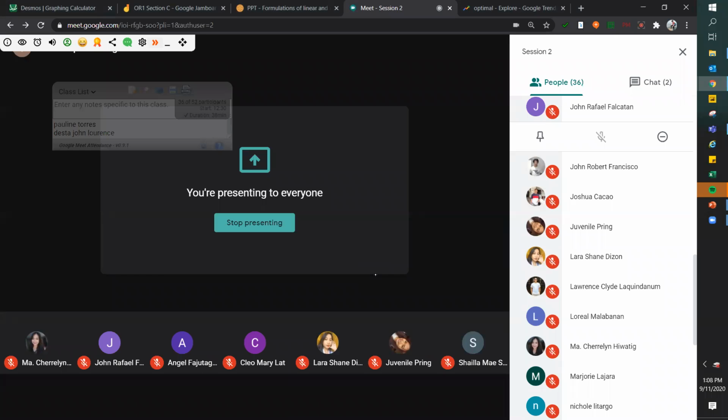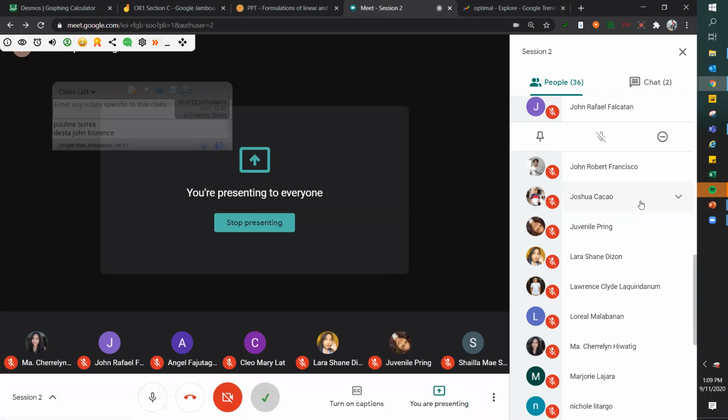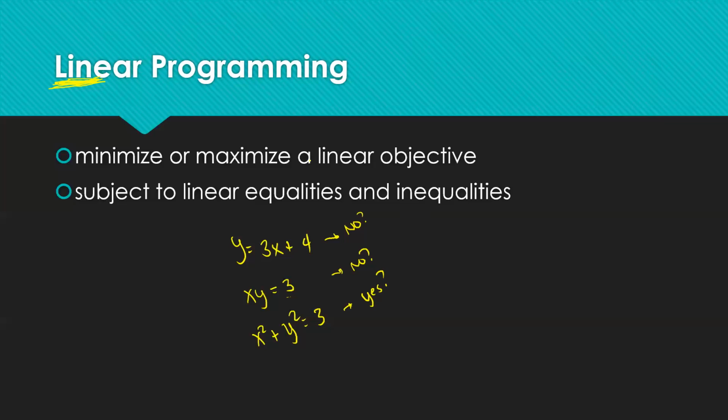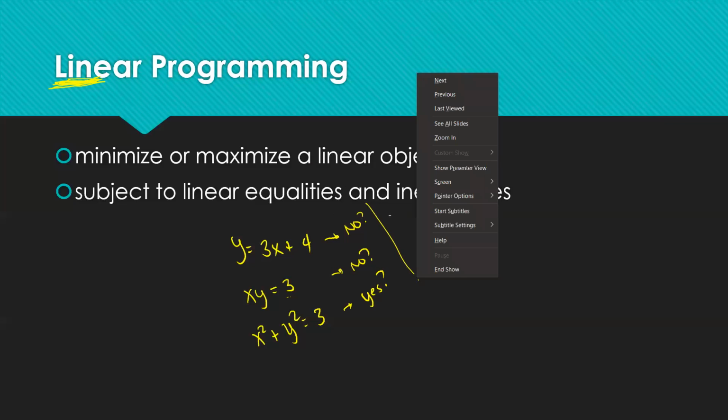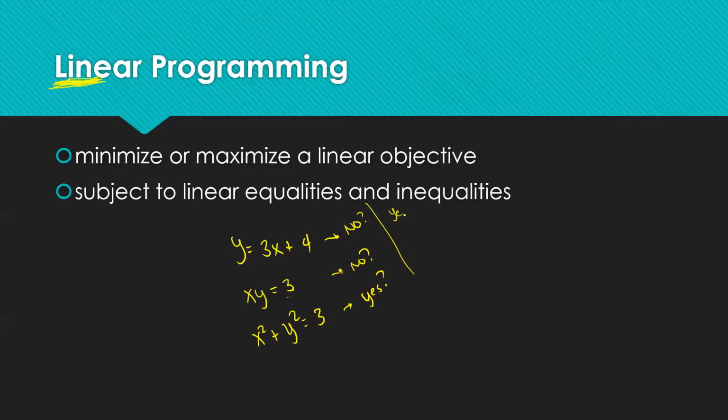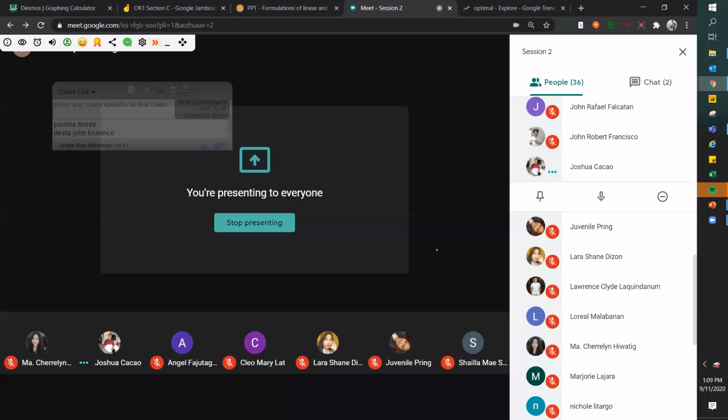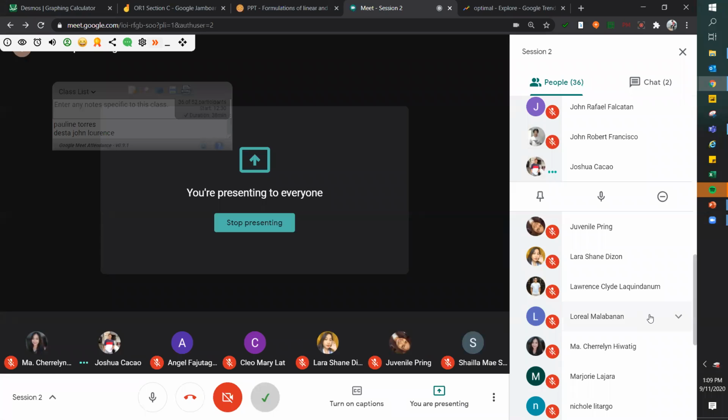So I'll be calling Joshua. Okay. So sabi ni Ma'am Lara ay ito daw po ay hindi linear, hindi din linear yung padalawa, patatlo ay linear. Okay. How about this one? This one? Yes. Okay. So let's have another one. Last one. Ma'am Malabanan?